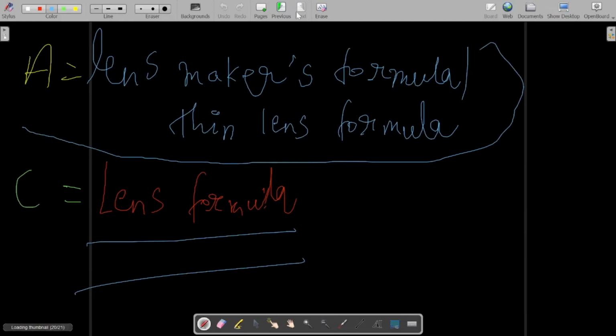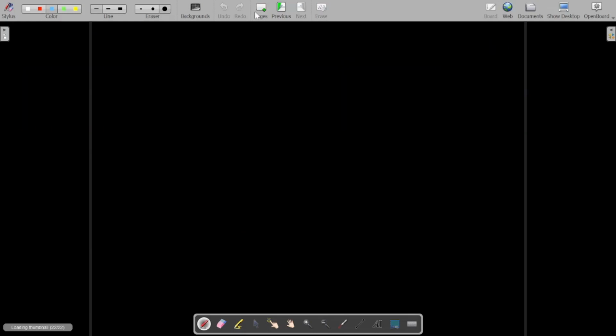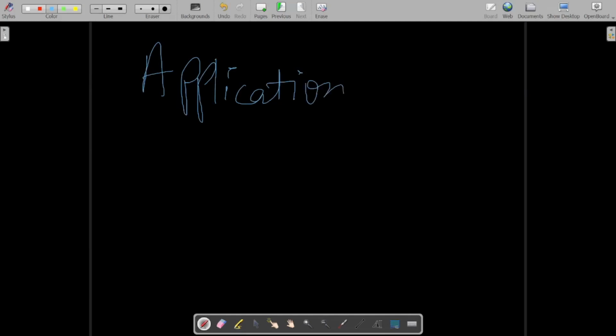So in this way you have derived the two formulas: the lens maker's formula, or thin lens formula, and also the lens formula. Keep these things in mind, and this derivation can also be asked as an application. This was nothing but an application of Fermat's principle.